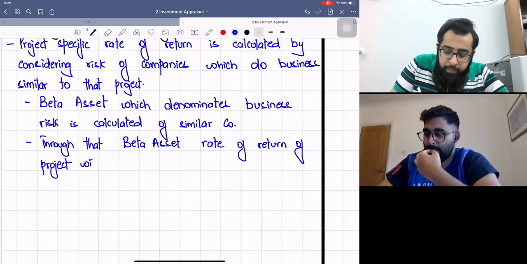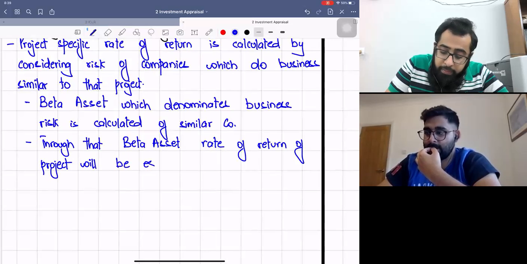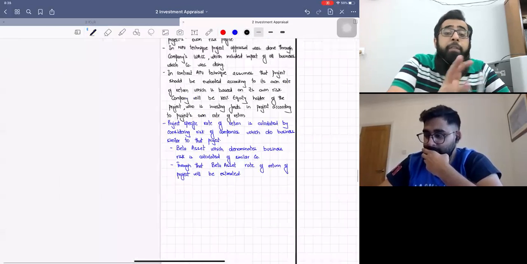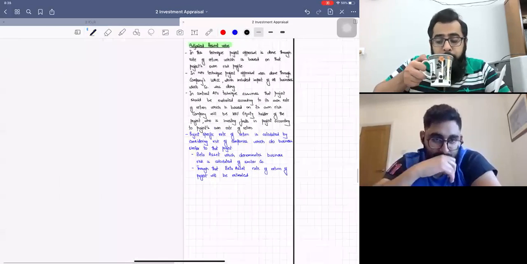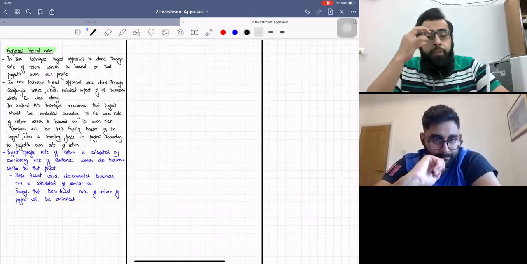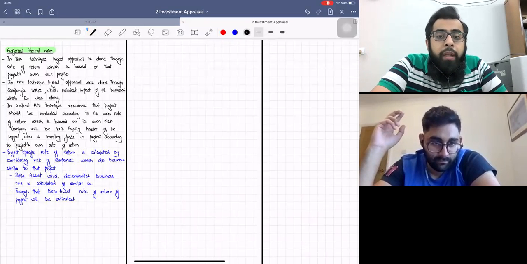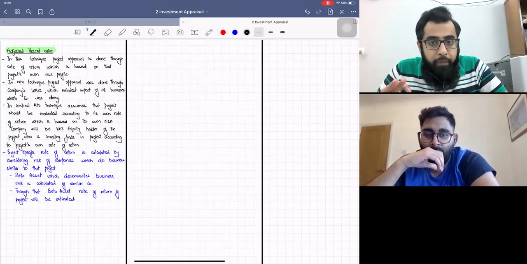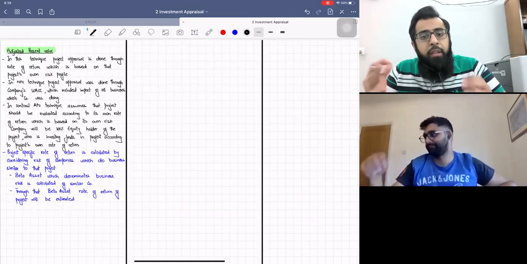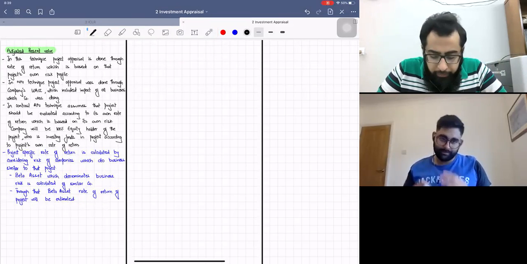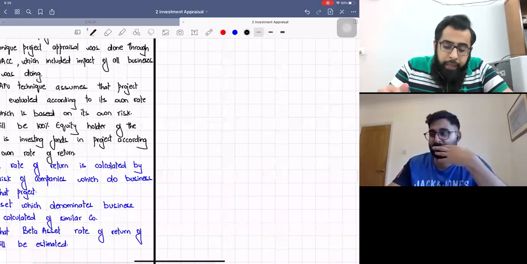Now there are some more adjustments in the adjusted present value technique also. First of all, what did we discuss? We said that the APV technique says that we have to calculate a project specific rate of return, and through that project specific rate of return, we will estimate an NPV, which will denominate that project's risk.